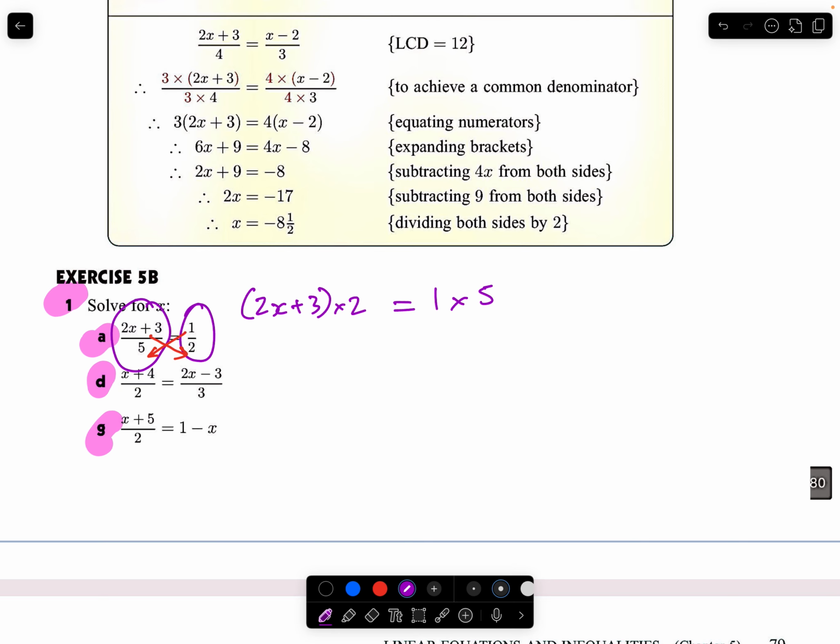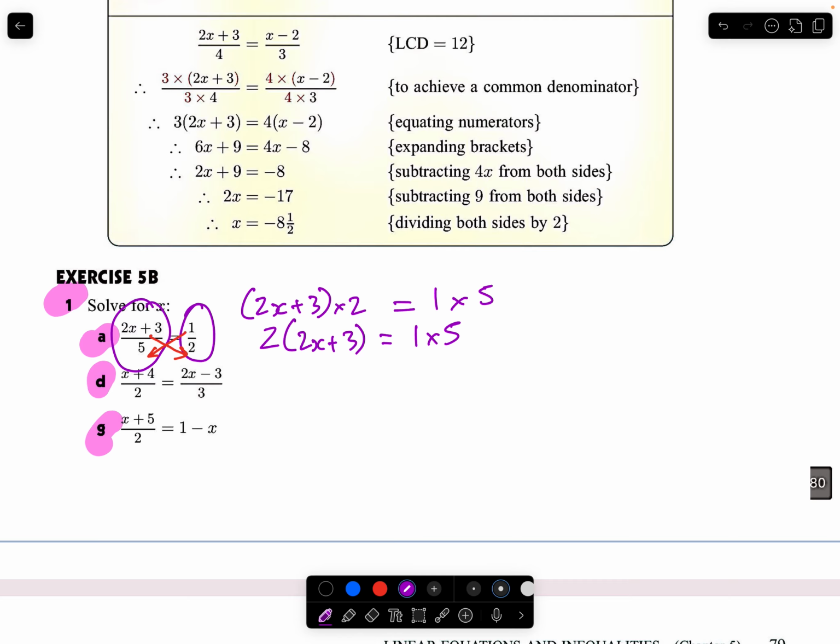This isn't the best way of writing that, because what do you notice about brackets? The number by itself is always on the left-hand side, so a better way to write that is 2 times by 2x plus 3 is 1 times by 5. It doesn't matter that you turn that around, because the order of multiplication doesn't matter. If you don't believe me, I'll show you this.